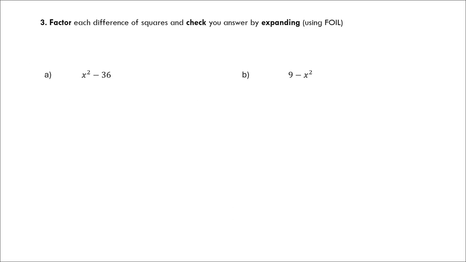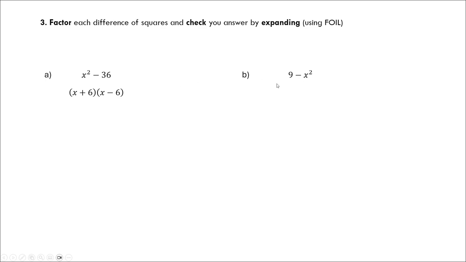In question 3, we're asked to factor each difference of squares and then check our answers by expanding using FOIL. So we're told right away that these are difference of squares. X squared is a perfect square. 36 is a perfect square, separated by a negative sign. The square root of x squared is x. Square root of 36 is 6. We'll put in our positive. We'll put in our negative. There we have it factored.